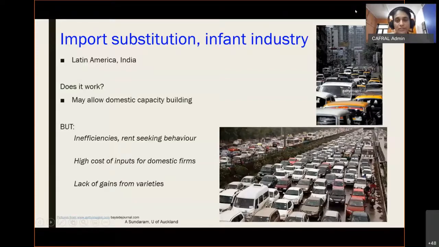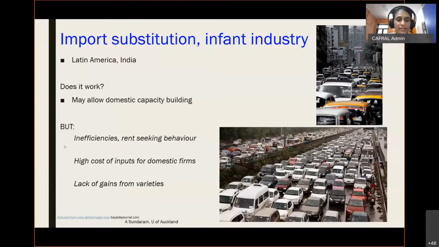It may work to a certain extent. So infant industry protection can work to a certain extent, but there are some conditions that need to be satisfied for infant industry protection to work. Also, it cannot work if you keep the protection on for too long. Then it starts resulting in a lot of welfare losses if you don't remove the protection quickly. Now, it could allow domestic capacity building. It can work in some cases, but there are some concerns with an import substitution policy.